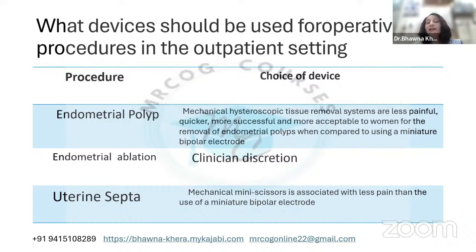Endometrial ablation is totally at clinical discretion. What the operating surgeon wants, he can go ahead with. For uterine septa, mechanical mini scissors are associated with less pain than the use of a miniature bipolar electrode. So again, the mechanical mini scissors are better as compared to the bipolar electrodes.